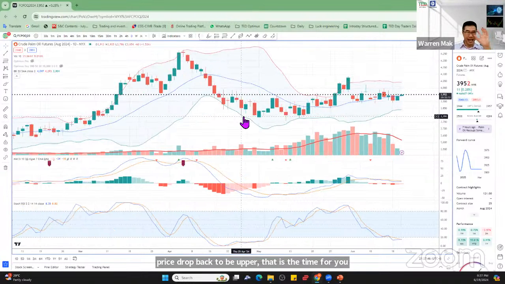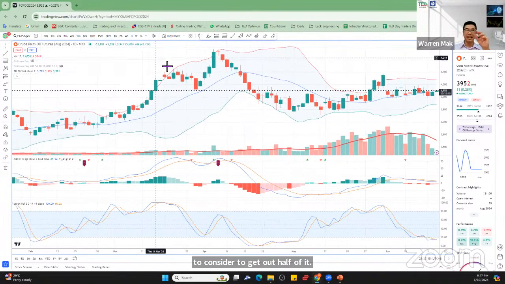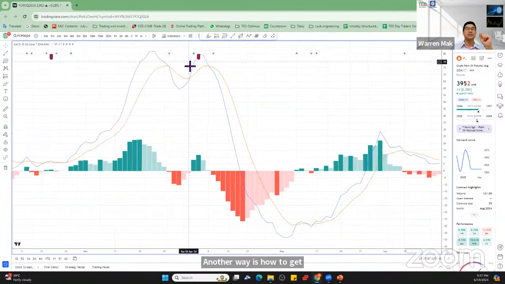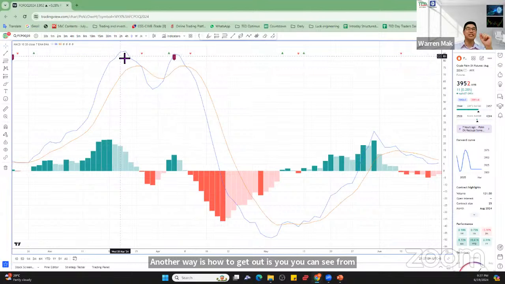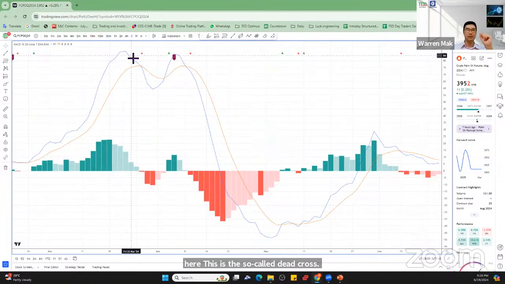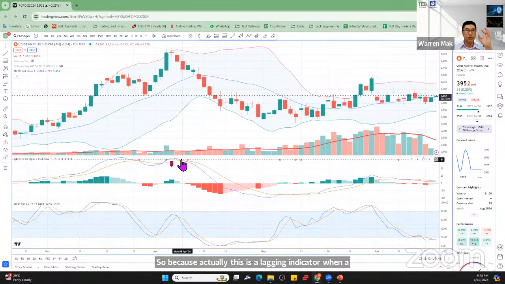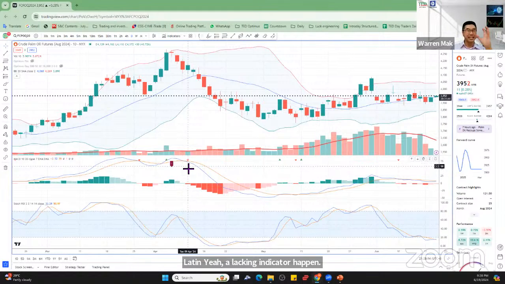Of course, I'm using a daily chart. If I use a minute chart, you can see even more clearly. Another way to get out, you can see from here, is the so-called dead cross. That means this shorter, more volatile line cuts below. Actually this is a lagging indicator, and when a lagging indicator happens, you should follow it, especially for the exit.